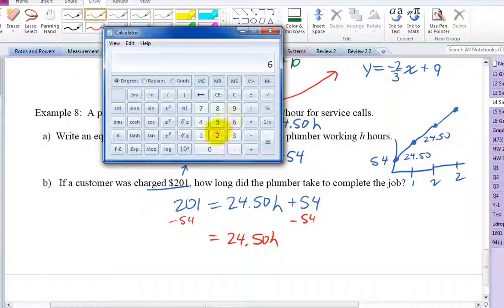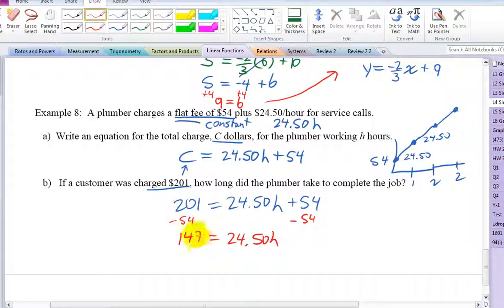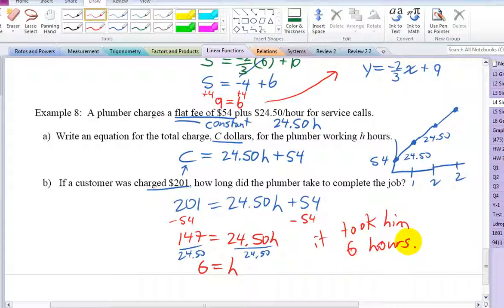And that works out to be 201 minus 54, 147. The last thing we can do is multiply or divide. What should we do here? Divide. Why divide? Because we see multiplication. Okay, so divide by 24.50. And I think you'll find that h equals 6. So it took him 6 hours to do the work. Okay, so it took him 6 hours.